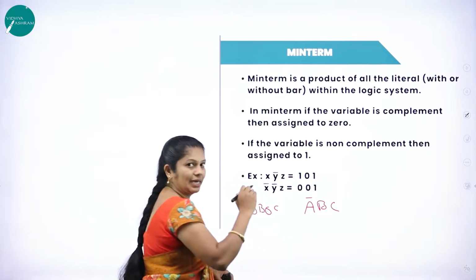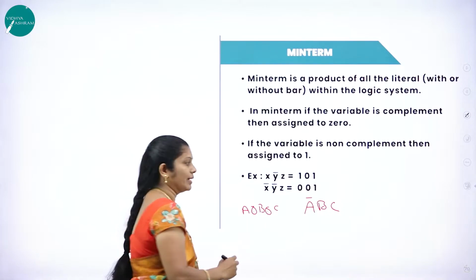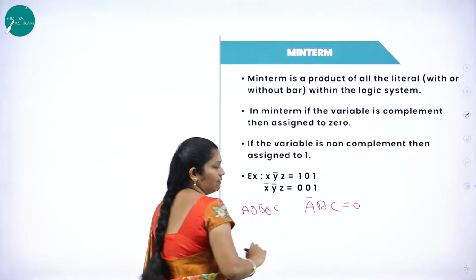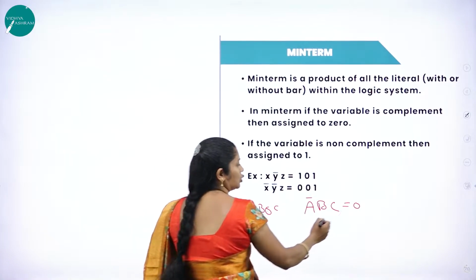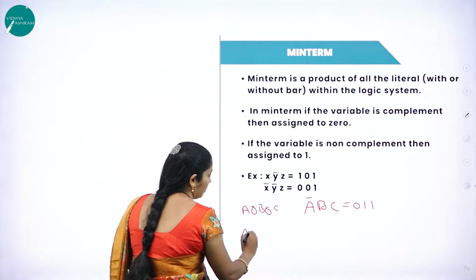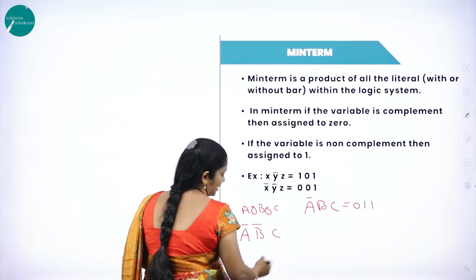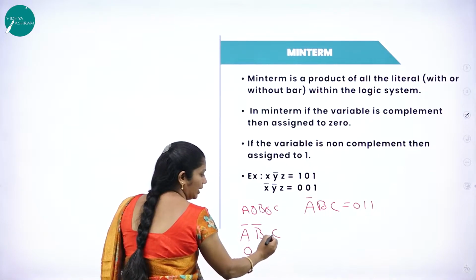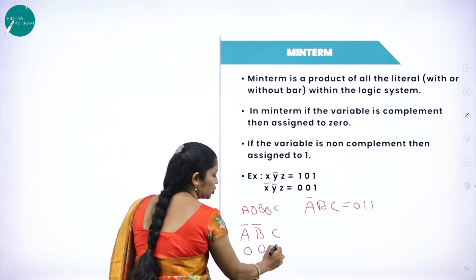If the variable contains a bar, that is complement, then it is assigned 0. B and C do not have any complement, so they are assigned 1. Now, is it clear? One more example I will write: A bar, B bar and then C. If you have a bar, then it assigns to 0. Here B bar, then 0. C we do not have any bar, then it assigns to 1.